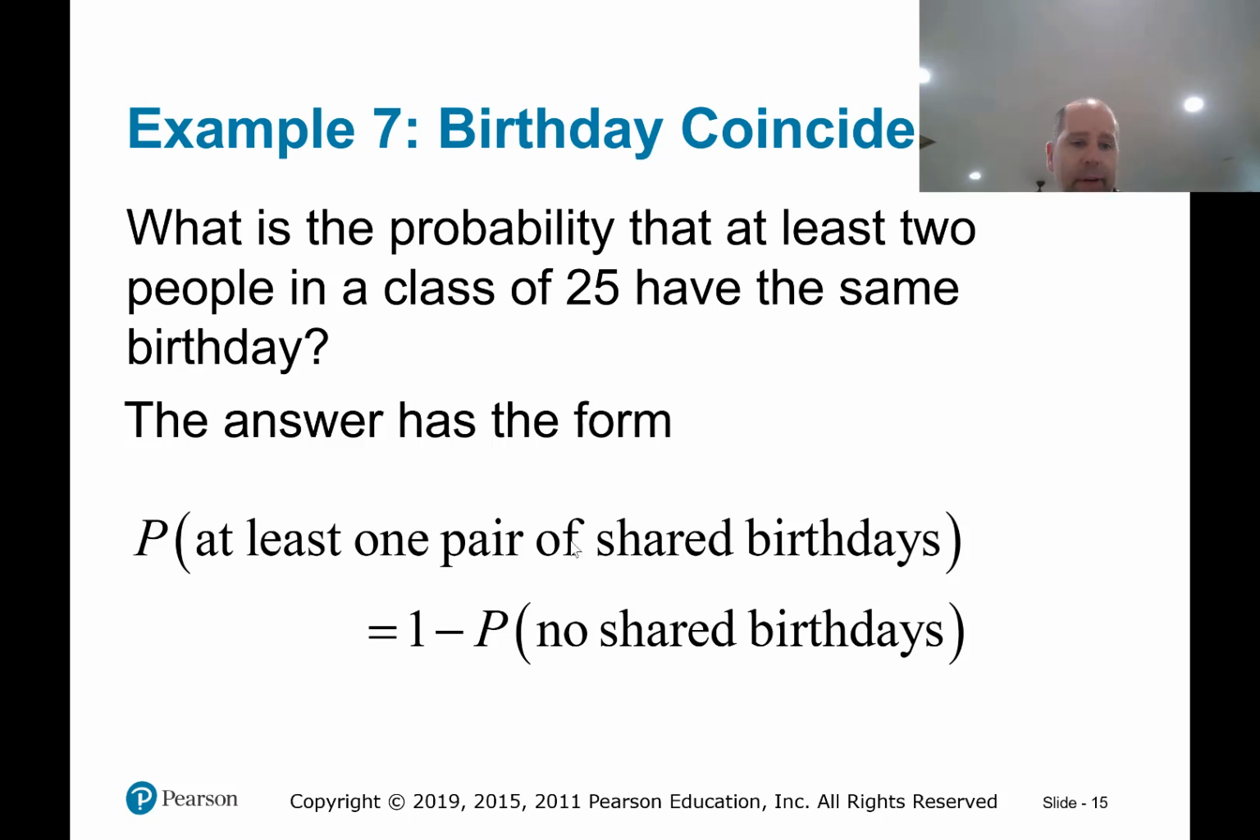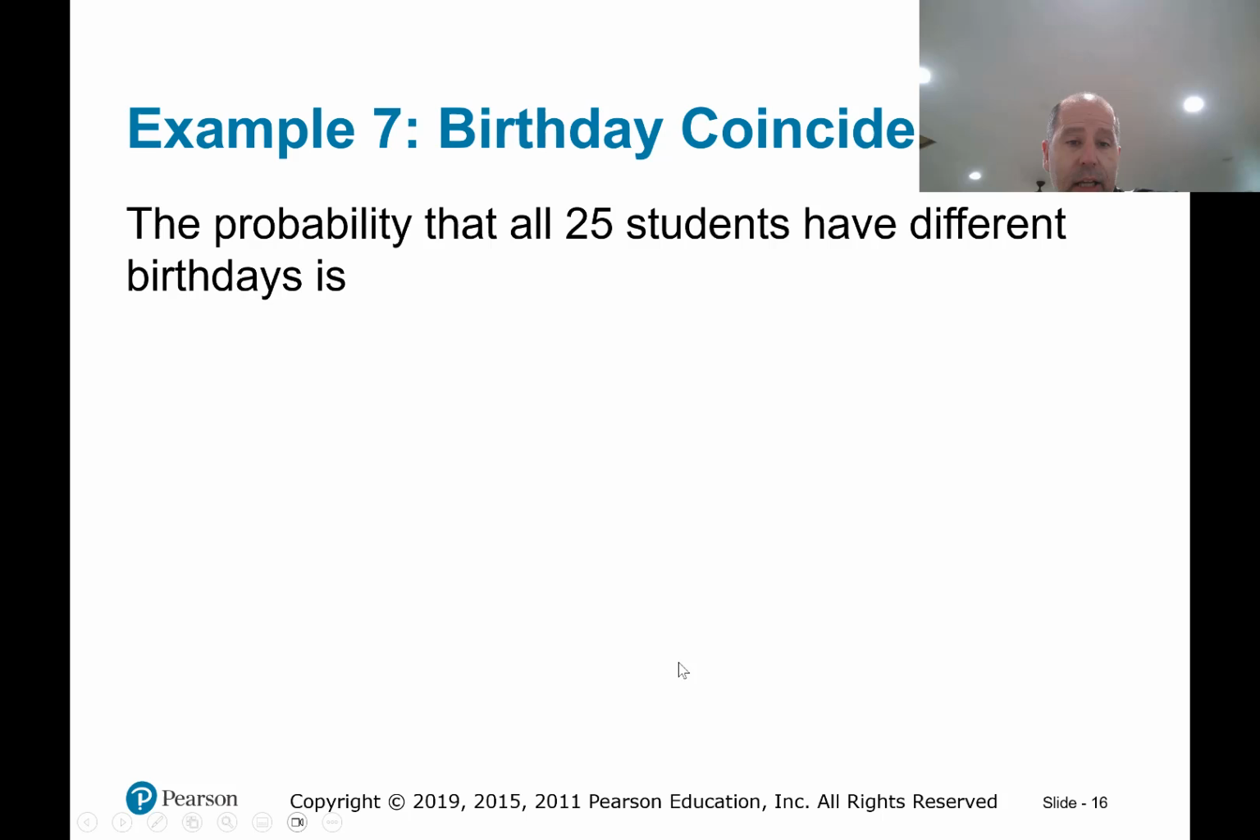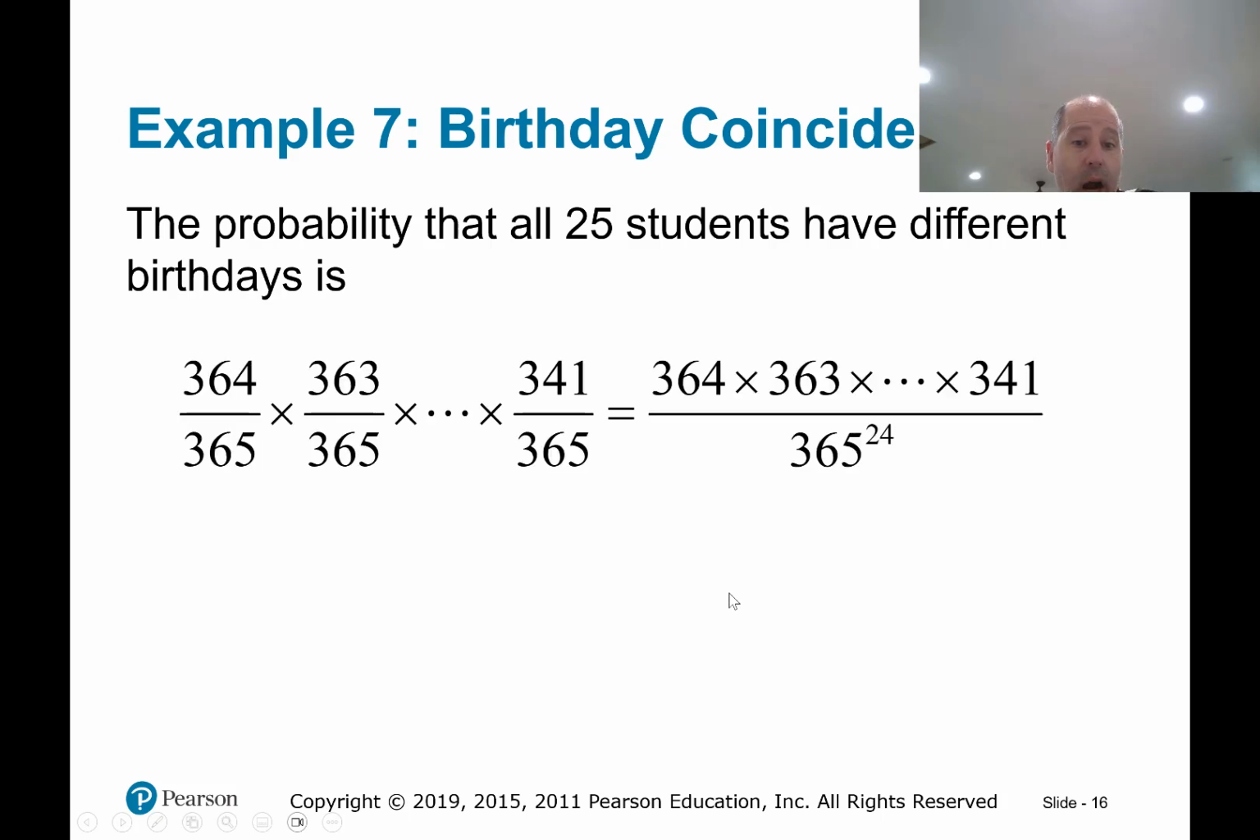So the probability of at least 1 pair of shared birthdays is equal to 1 minus the probability that there are no shared birthdays, okay? So that's a much easier calculation to do. So let's find the probability that none of the 25 students have the same birthday. So how many days are there in the year? There's 365 days in the year.